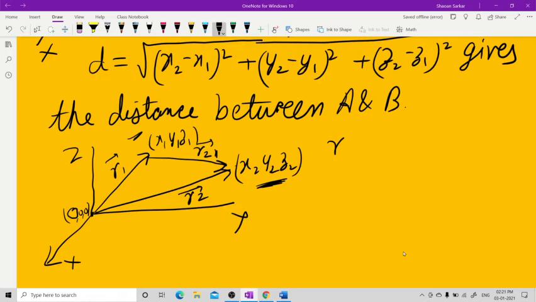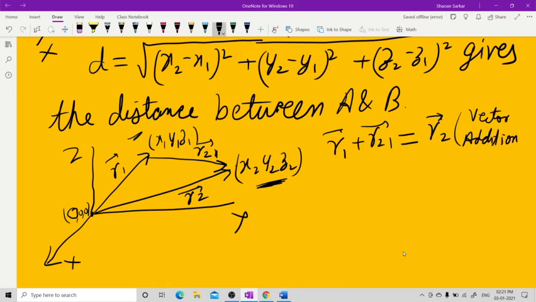See how to add, this is like a vector. So you need to add like this. As I told you in the last video of vector addition, this is R1 plus R21 is equal to R2. Now R21, just a minute. This is R21 is equal to R2 minus R1.